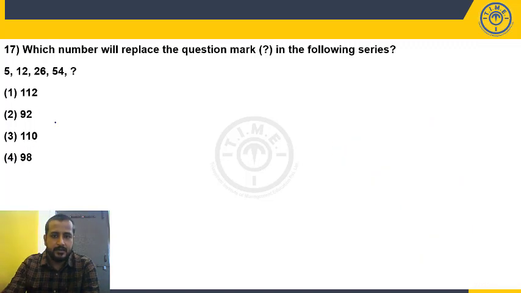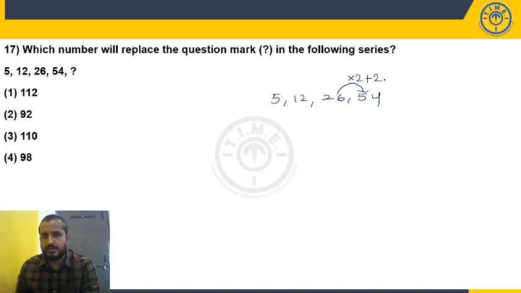Okay. Next. 5, 12, 26, 54. Is it increasing rapidly or slowly? Gradually? Let's see. 26 to 54, it doubles. 26 to 52, so 2 more extra added. Okay. 12 to 26: 12 to 24, how much more extra added? 2. So in both the cases it is correct.